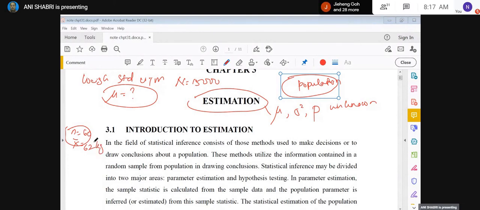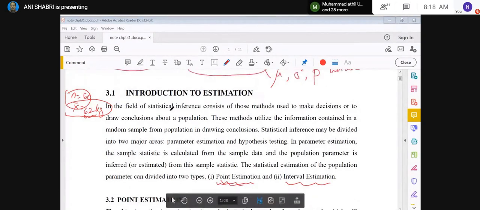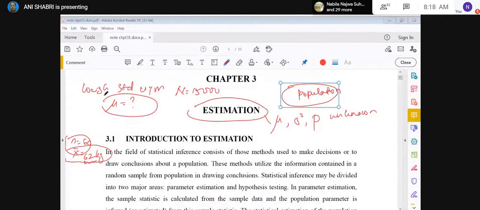From here, we can make a conclusion that the weight of UTM students is about 62 kilograms. This is just one single value. We call this a point estimate. Understand for this one? Faham tak ni? Point estimate means just one value, satu nilai je.